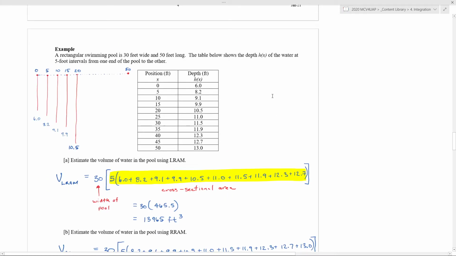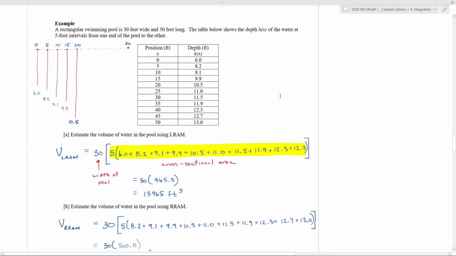Okay, next example. A little bit different. This time we have a rectangular swimming pool, 30 feet by 50 feet. 30 feet wide, 50 feet long. And the table here shows how deep the water is at 5-foot intervals, starting at one end at x equals 0. And then at every 5 feet, you're given the depth until you reach the other end, which is 50 feet, right? Because this pool is 50 feet long.